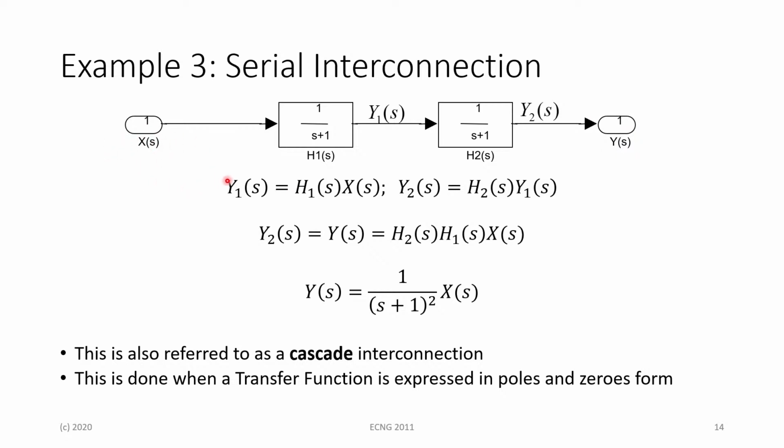So, because we know y of s here is just a multiplication of all that came before it in the serial or cascade interconnection, y of s here is just going to be h2 multiplied by h1 multiplied by x of s as of such. And then we could just substitute in h2 and h1.